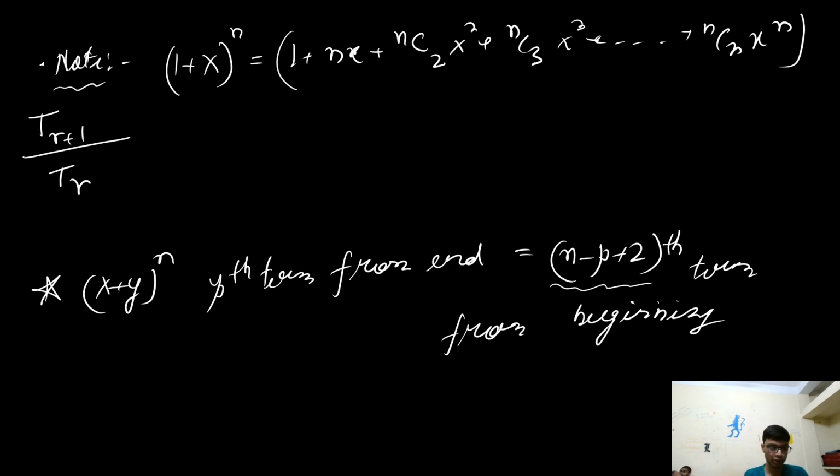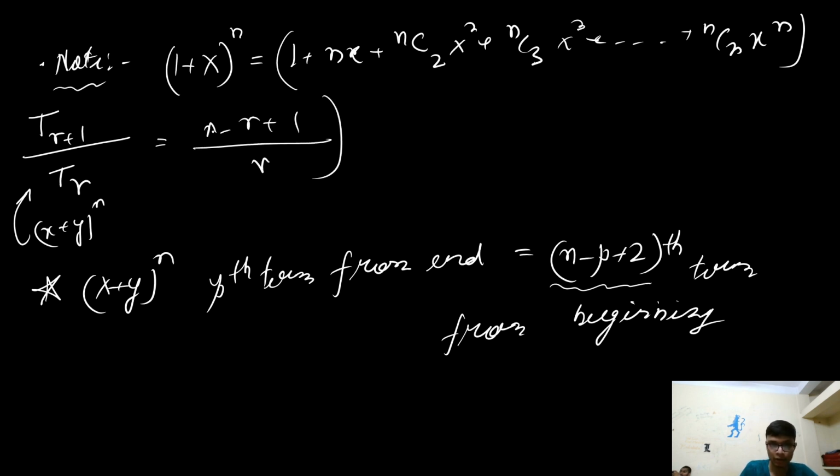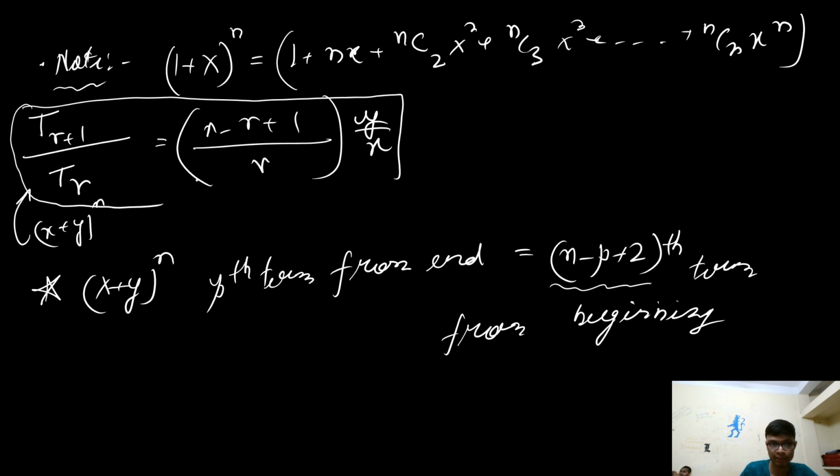For any binomial expansion, for example the expansion of x plus y की power n, अगर आपको पूछा जाए what is the ratio of the r plus 1 term to the r term, then you write this as n minus r by 1 divided by r whole into y by x. Okay, so ये काफी ज्यादा important result है that you must remember.